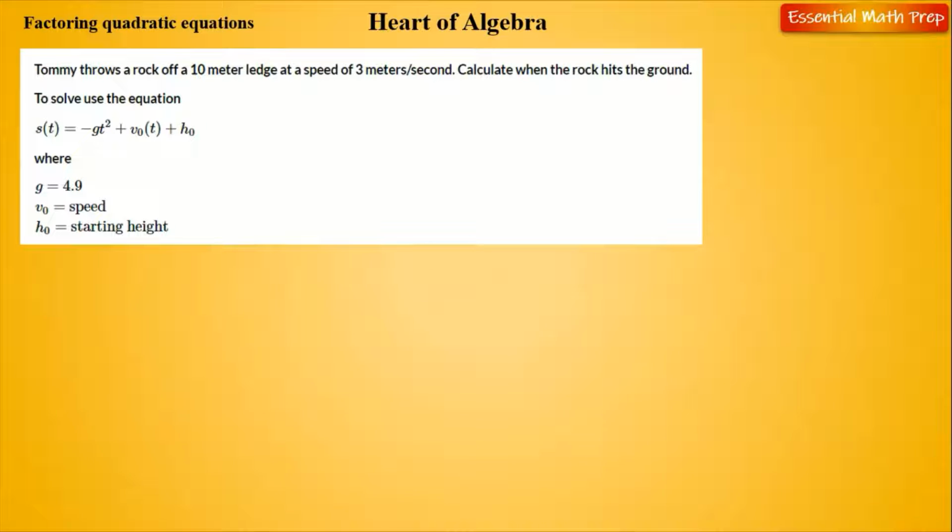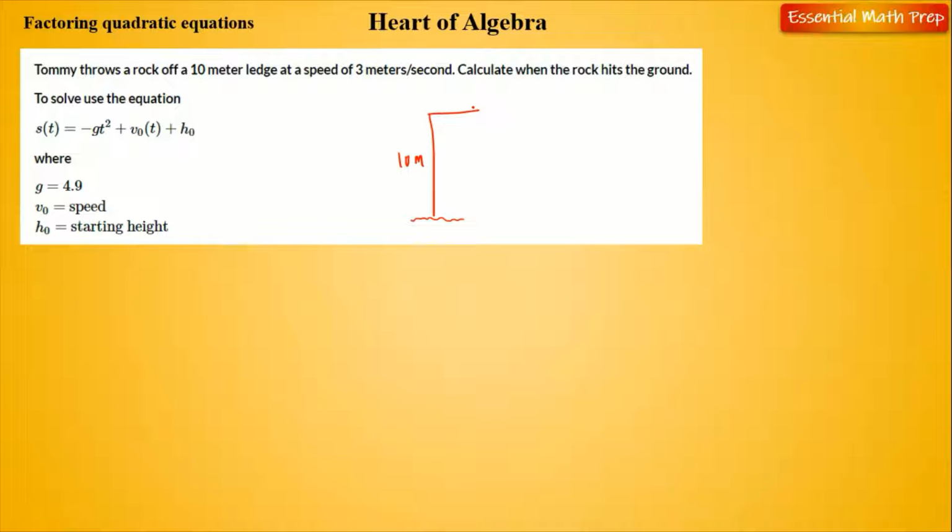All right, I love this problem because, if you make the assumption, the problem is very simple. I'll tell you what that assumption is. Tommy throws a rock off a 10-meter ledge at a speed of 3 meters per second. Calculate when the rock hits the ground. Tommy is standing right here, so the height is 10 meters. This is where he's standing, and this is the ground, so he's 10 meters above the ground.